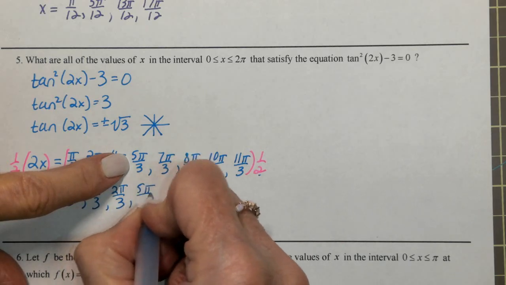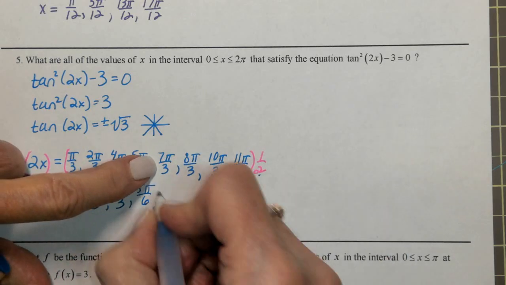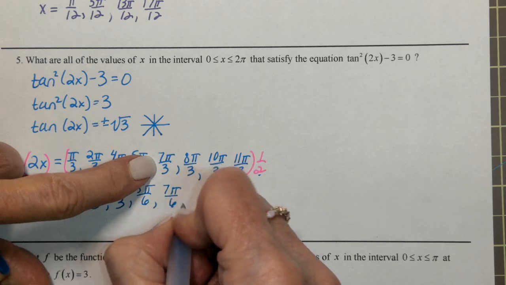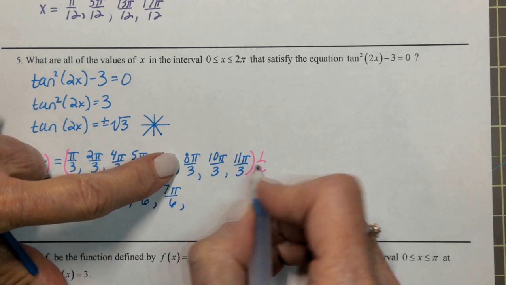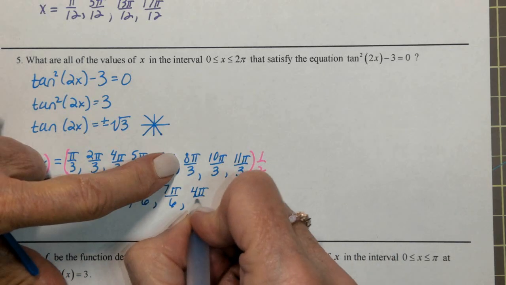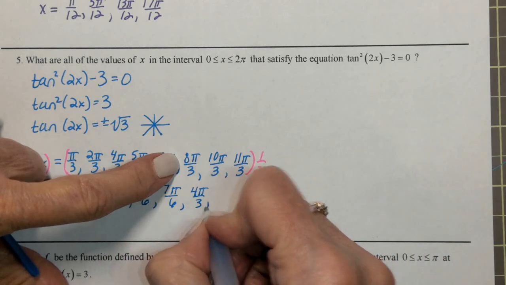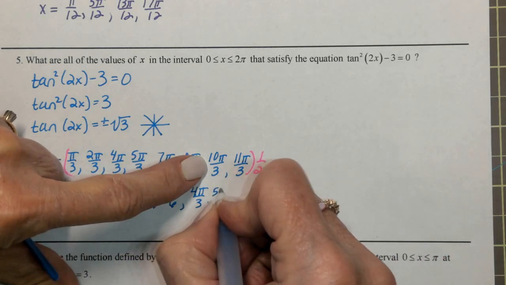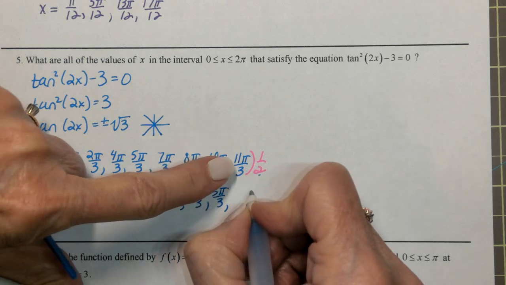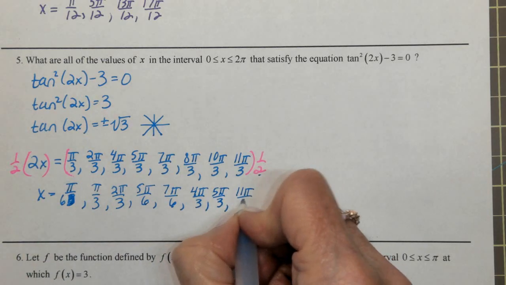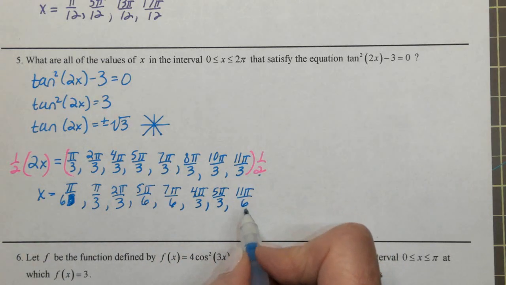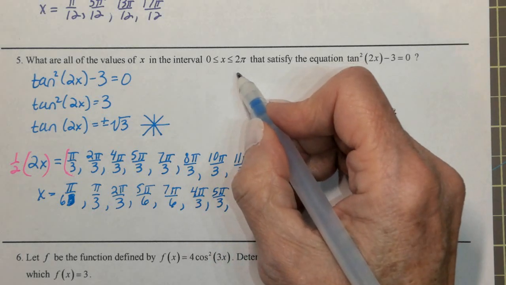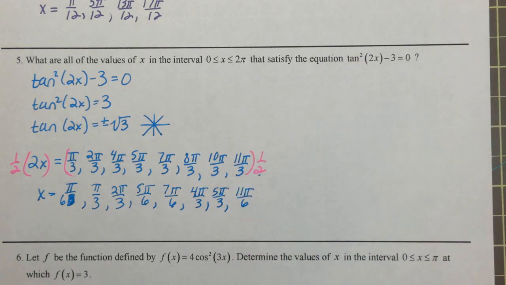5 pi over 6. 7 pi over 6. 4 pi over 3, because we have to reduce. 5 pi over 3. And lastly, 11 pi over 6. Notice, you guys, that all of these are between 0 and 2 pi. That's our answer.